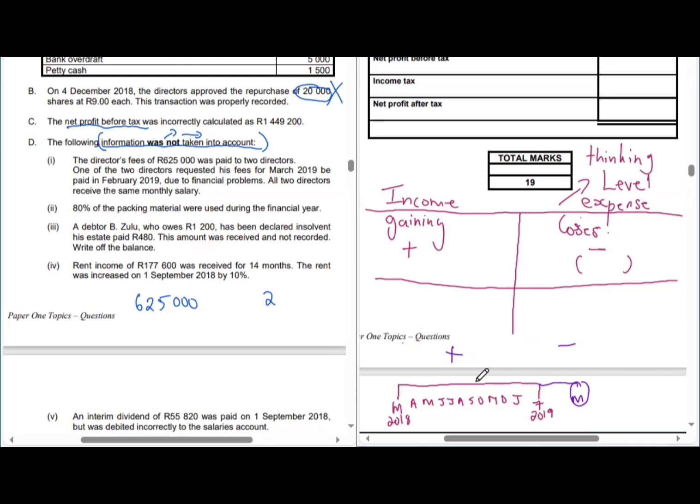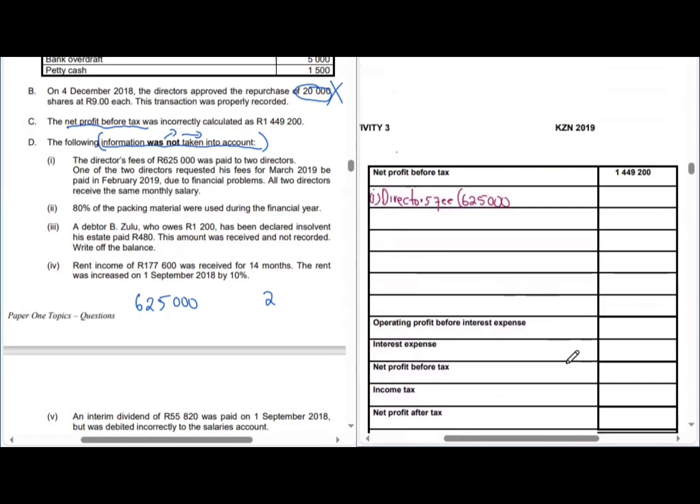Now, as one of the directors has requested the money in advance, we have paid this amount because we paid in February 2019. So the sign that we are going to use here is a negative sign. We need to go to that account and say minus, meaning the director's fee for 1 month needs to be subtracted in this account.